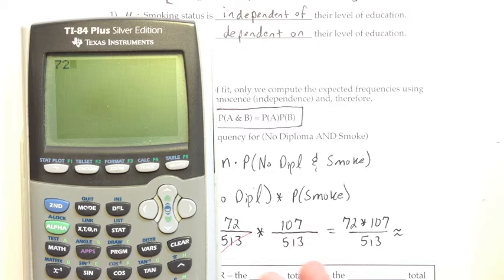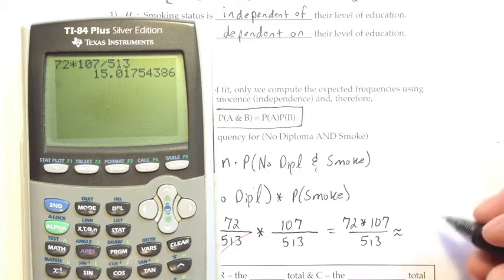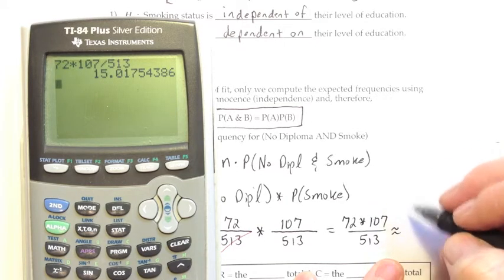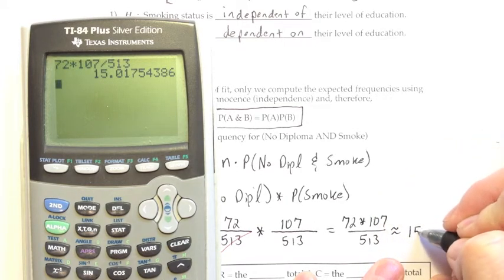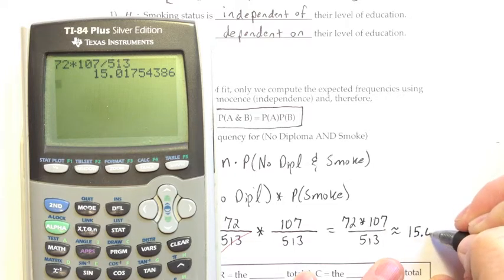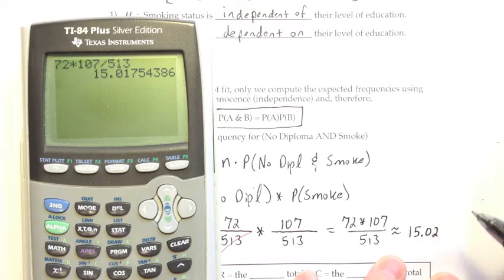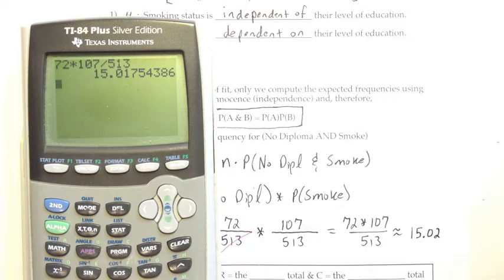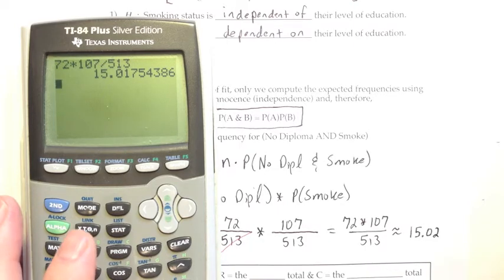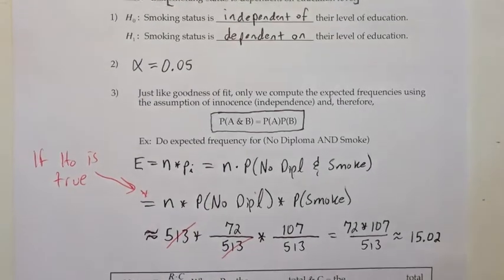So 72 times 107 over 513, no parentheses necessary. Just multiply those two together, divide by 513, and we get 15.02. It's pretty standard to round expected frequencies to 2 decimal places, so I'm going to follow that rule. So 15.02 is what I expect for that square. So I could even plug that in.